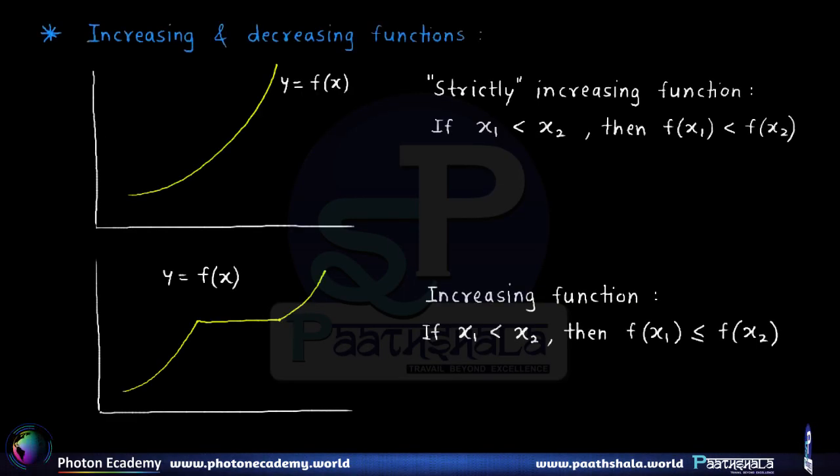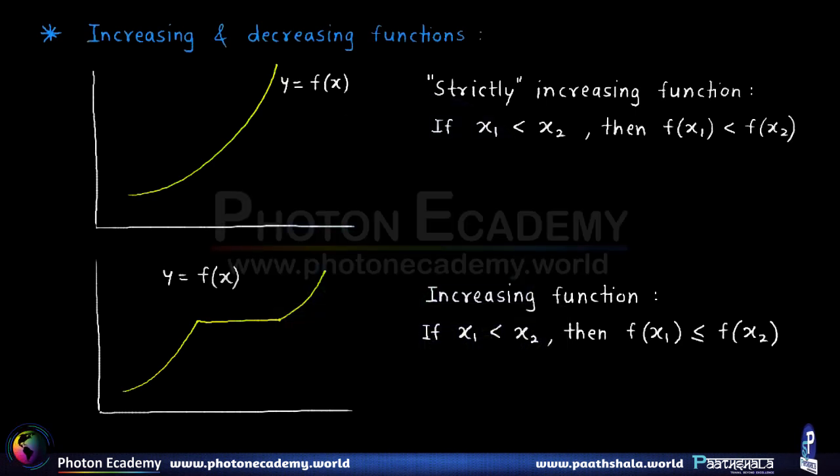Now let us understand how we can use derivatives to check whether a particular function is increasing or decreasing. So that is what here we have as increasing and decreasing functions. Now to begin with, let us understand a couple of terms. In the increasing function we can have two types, as shown here. It is either a strictly increasing function or just an increasing function.